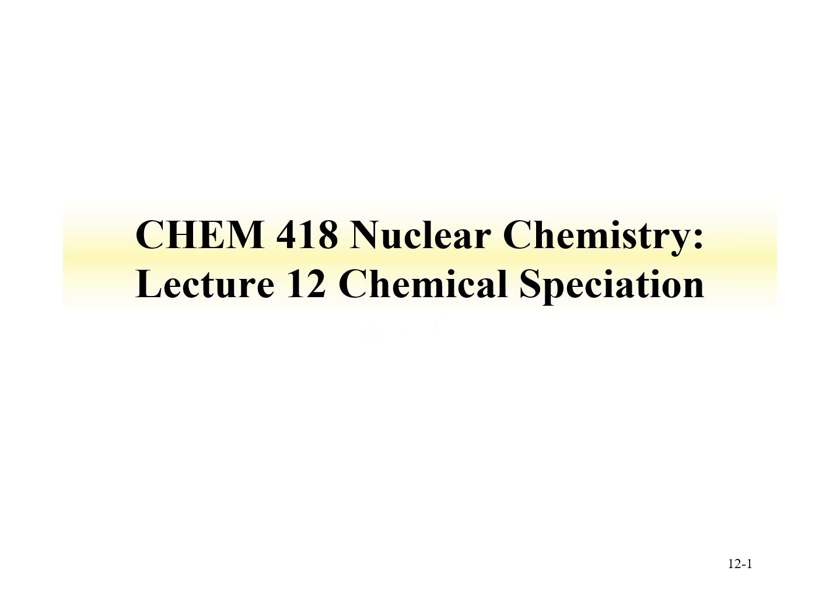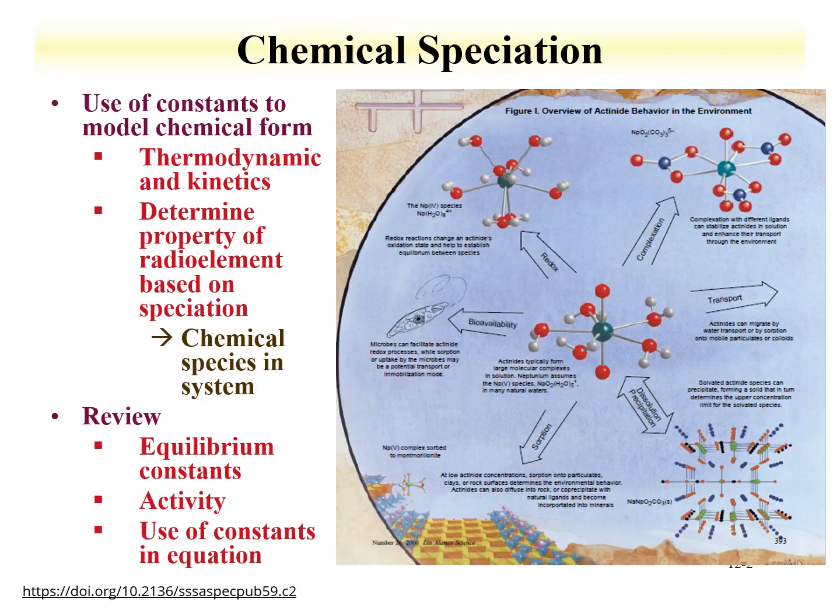This lecture is the first lecture where we start going into chemistry, and it's on chemical speciation. In this lecture, we're going to discuss the use of constants to model chemical form. We're going to review thermodynamic and kinetic data. And we're going to talk about how the property of a radioactive element is based upon the speciation, so that the chemical species in the system, the chemical form, is the dominant route in which we can understand or control the radioactive isotope.